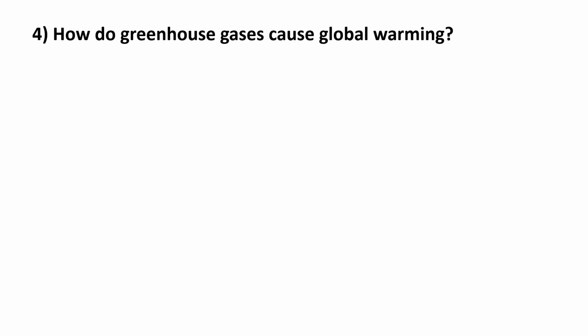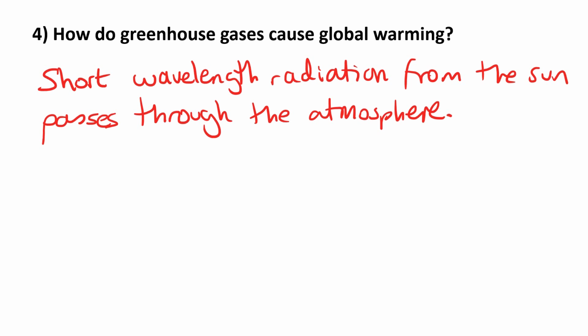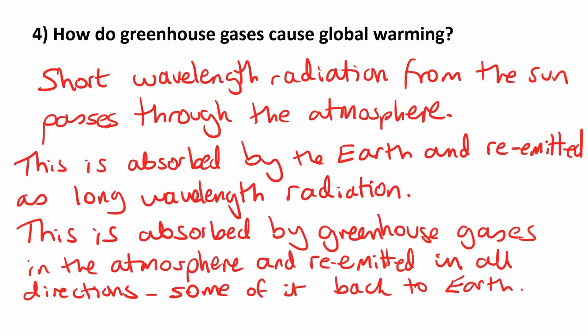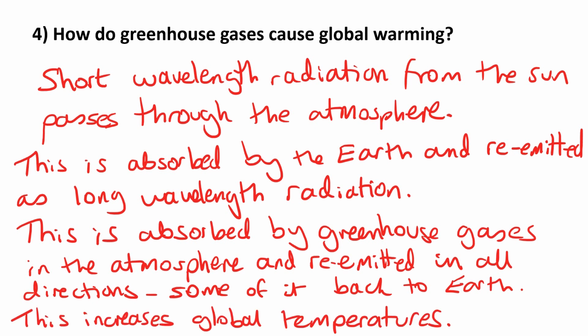The fourth most poorly answered question on last year's chemistry exam was, how do greenhouse gases cause global warming? So first of all, you need to say short wavelength radiation from the sun passes through the atmosphere. This is absorbed by the Earth and re-emitted as long wavelength radiation. This long-wave radiation is absorbed by greenhouse gases in the atmosphere and re-emitted in all directions, and some of that comes back down to Earth. This means it increases global temperatures.